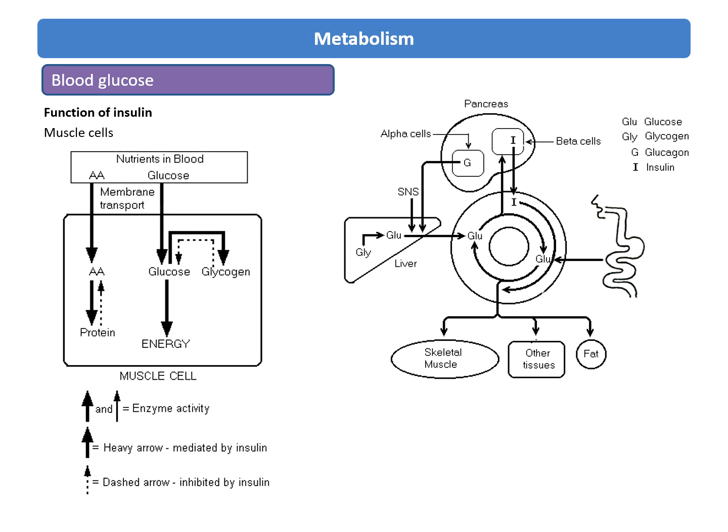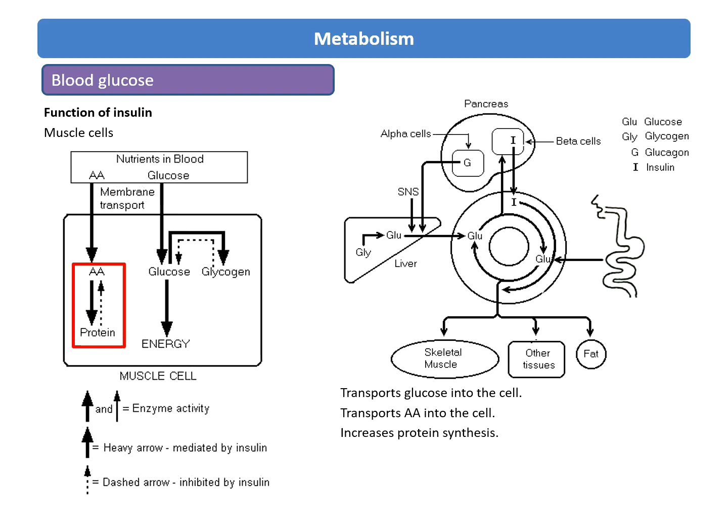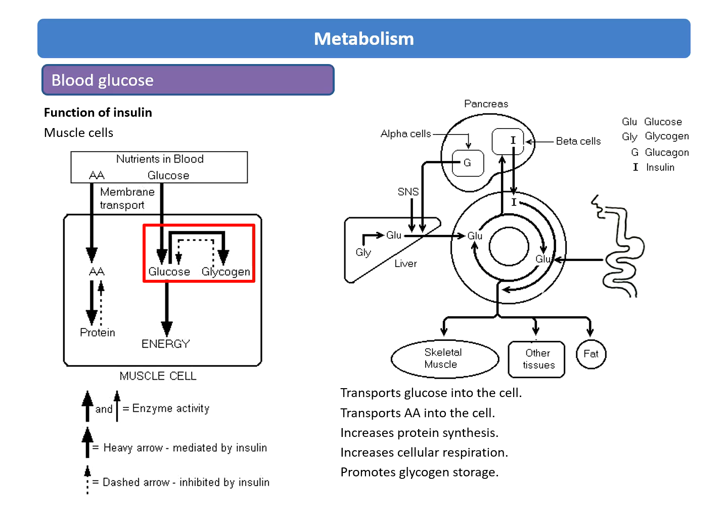Let's look at muscle cells. Glucose is transported into the cell, but insulin also transports amino acids into the cell. Insulin increases protein synthesis and the energy generation from glucose. It also promotes the transformation of glucose to glycogen for storage.